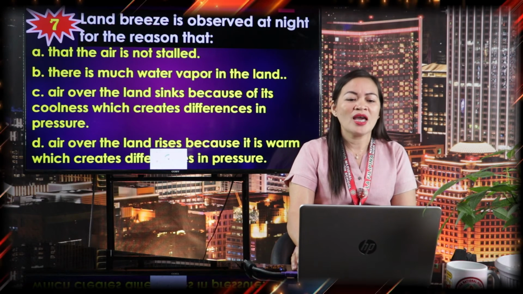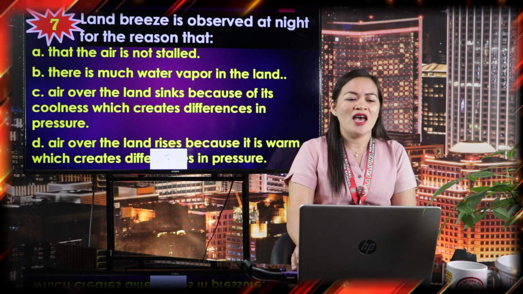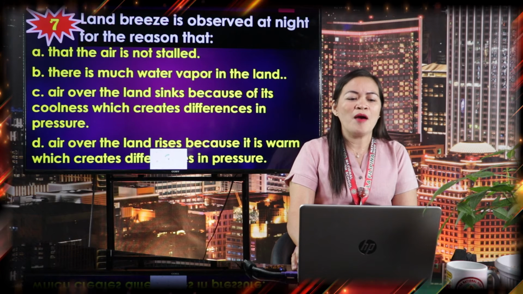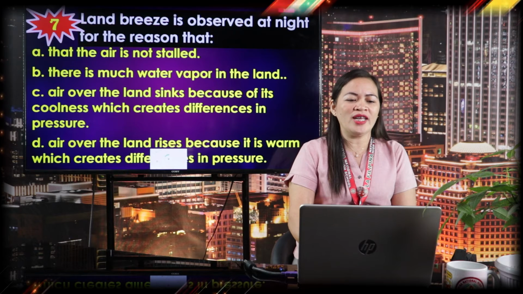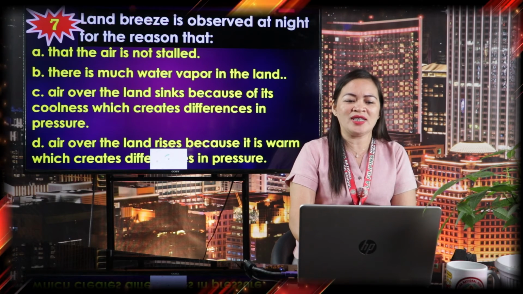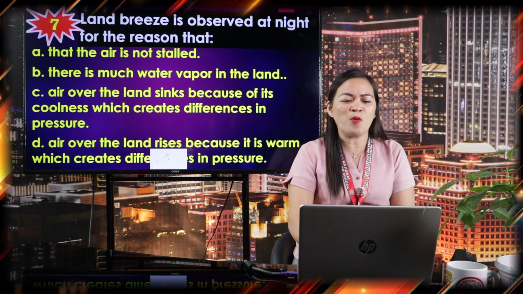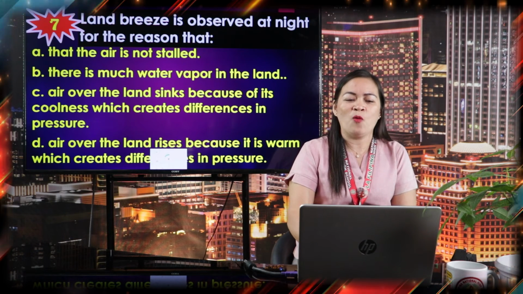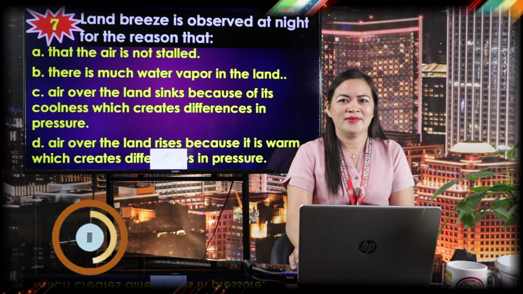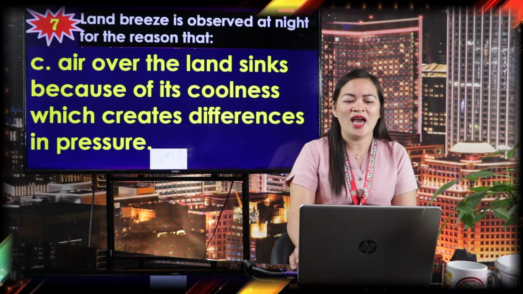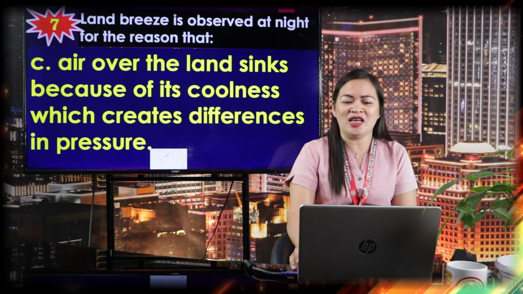Question number 7. Land breeze is observed at night for the reason that A. The air is not stalled. B. There is much water vapor in the land. C. Air over the land sinks because of its coolness, which creates differences in pressure. D. Air over the land rises because it is warm, which creates difference in pressure. What's your answer? Okay, the answer is letter C. Air over the land sinks because of its coolness, which creates differences in pressure.